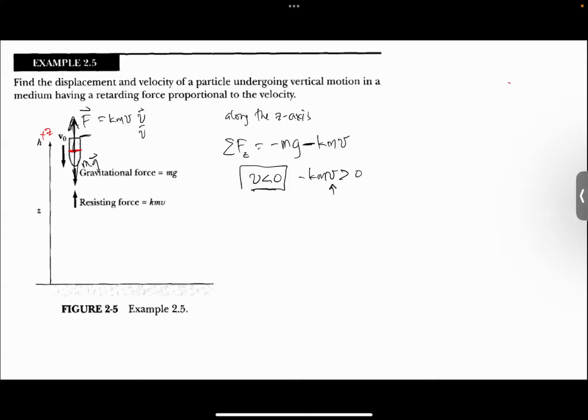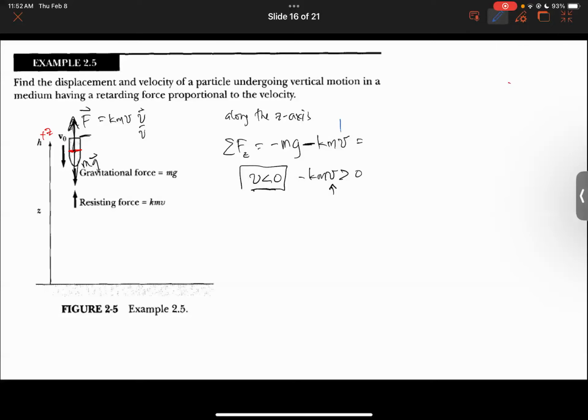So now we have this equation. Of course, napansin natin na in terms of velocity yung ating expression, di ba? In terms of velocity yan. So we use dv dt, not d squared x dt squared. Okay, so now we have this differential equation: dv dt is equal to minus mg plus kmv.